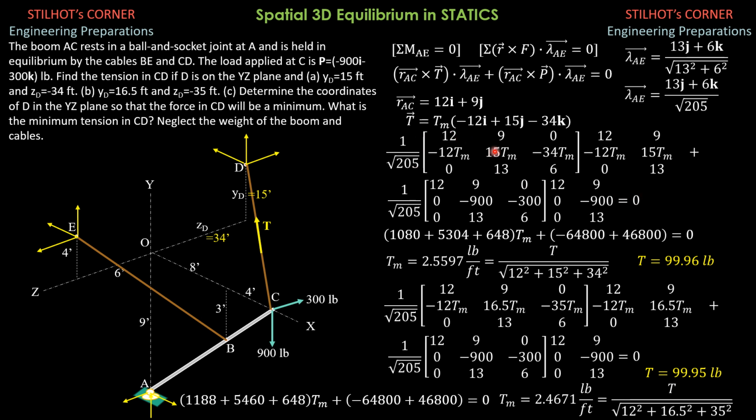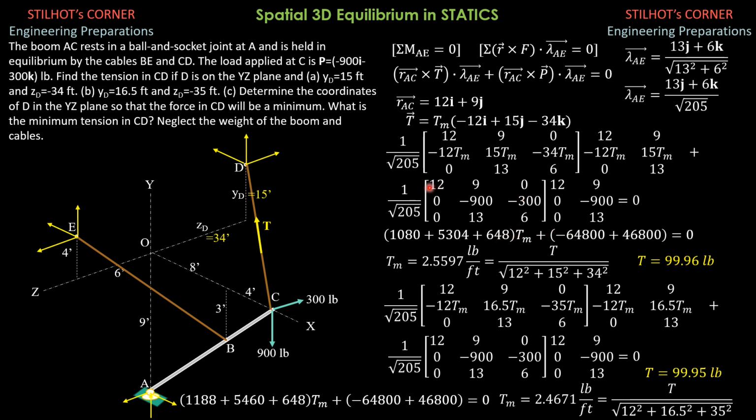So 12 times 15 times 6 is 1080 T sub n. Then this is 0, then 0. Then 0, 13 times negative 34 times 12, that's negative, but negative of negative is positive, so that's 5304 T sub n. Then 6 times negative 12 times 9, that's another positive value because negative of negative value is positive, 648 T sub n.